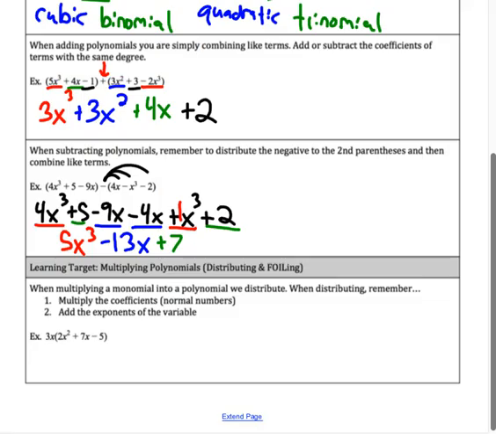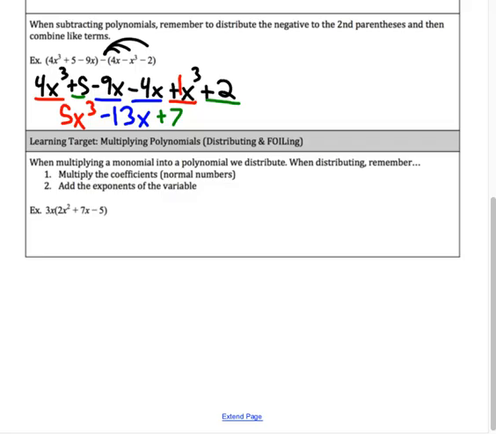The next big idea we covered in this chapter was the idea of multiplying. And we had two ways of multiplying. We had distributing and we had foiling. Well, remember, distributing came into play when we had just a monomial term multiplying into a parenthesis. And remember what this was: we multiplied the coefficients, or just the normal numbers that you see. And when you're multiplying, remember this is where we add exponents.